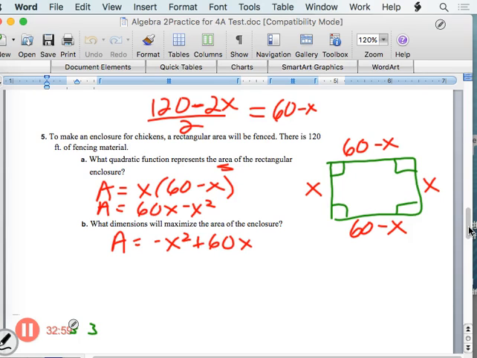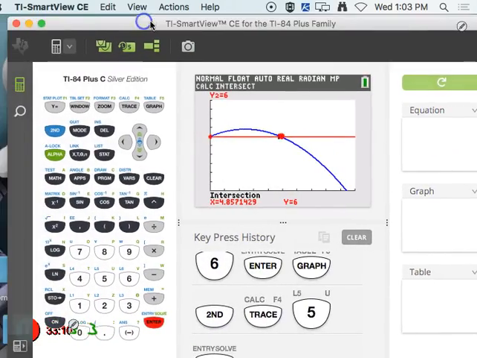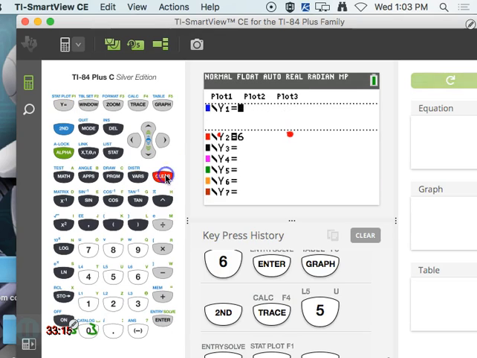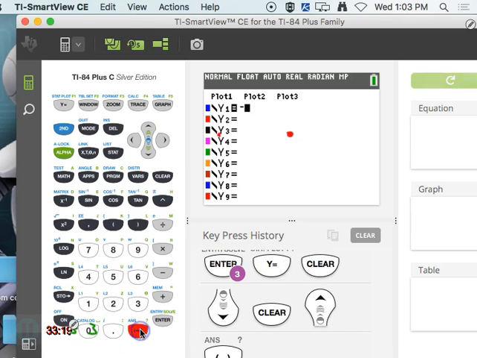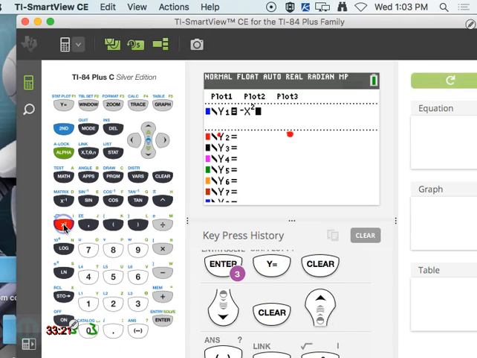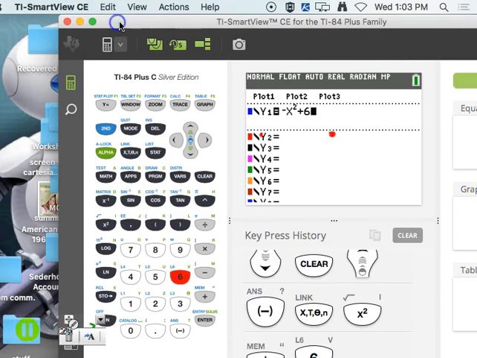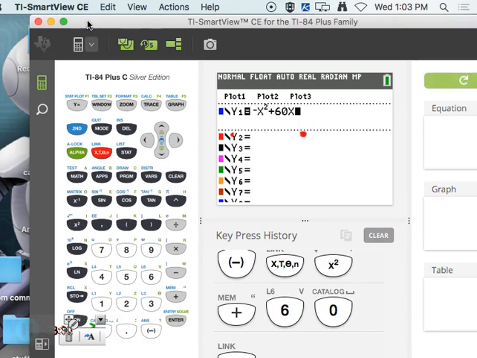Let's see, which one do we probably need more practice with? You probably need more practice with the calculator, right? Okay, so let's go to the calculator. Negative x squared plus 60x. There you go, on your machine.